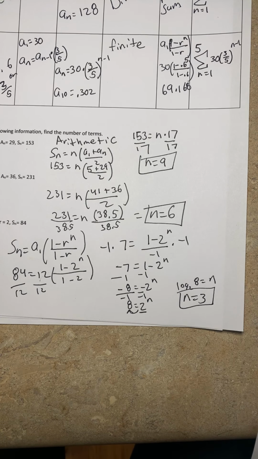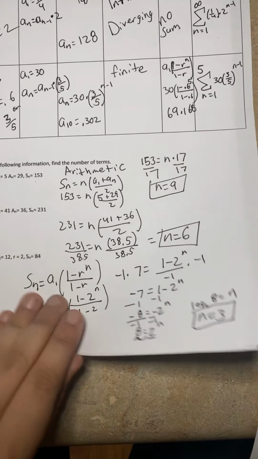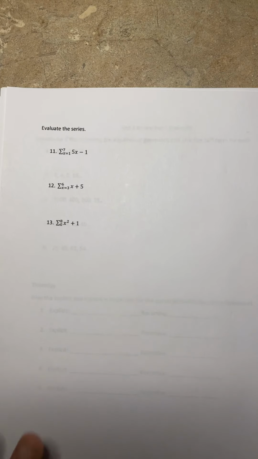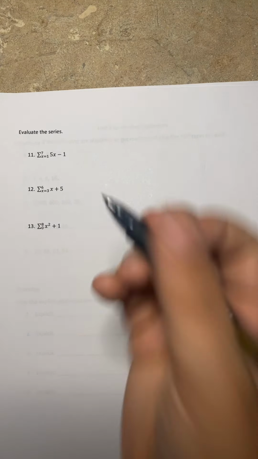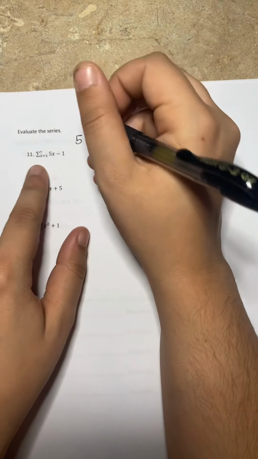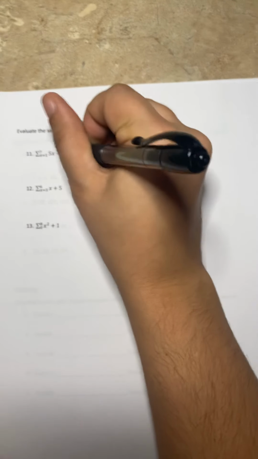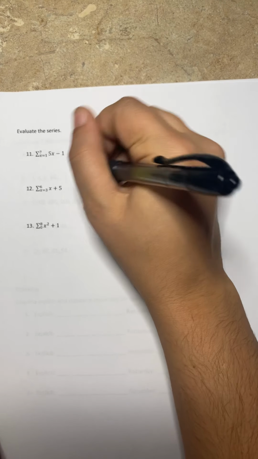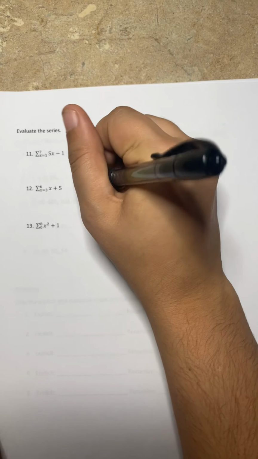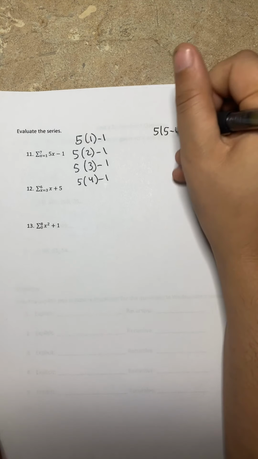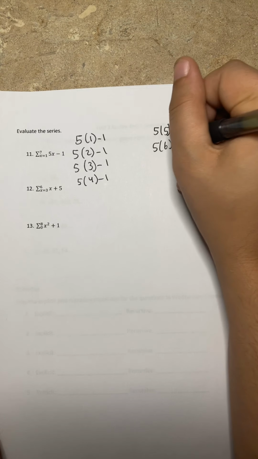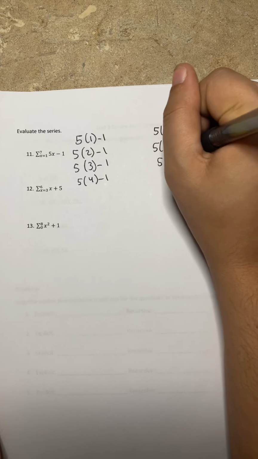Okay, and then on the last page of the review, we're going to evaluate the series. And so that's when I'm given my first term, my last term, and the equation to plug into. So we are constantly plugging into our equation: 5 times 1 minus 1, 5 times 2 minus 1, 5 times 3 minus 1, 5 times 4 minus 1, 5 times 5 minus 1, 5 times 6 minus 1, 5 times 7 minus 1.